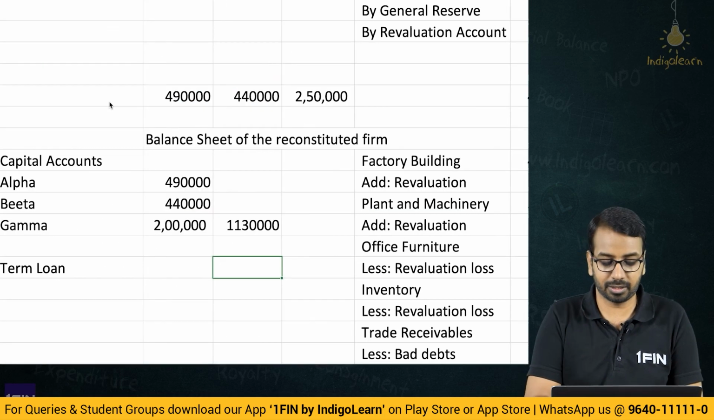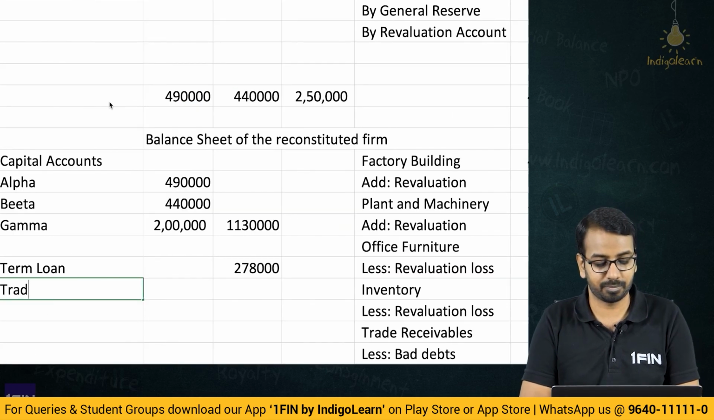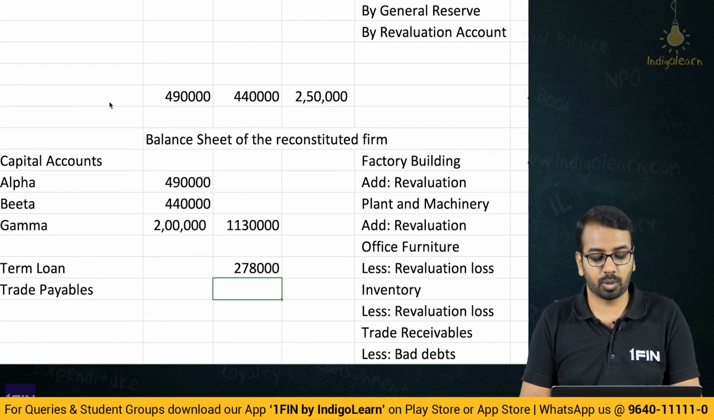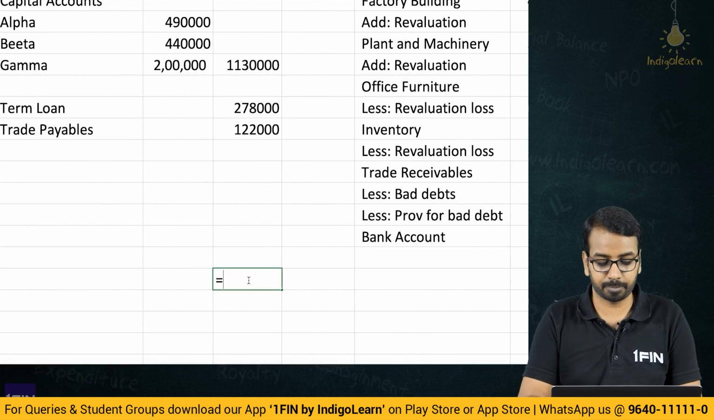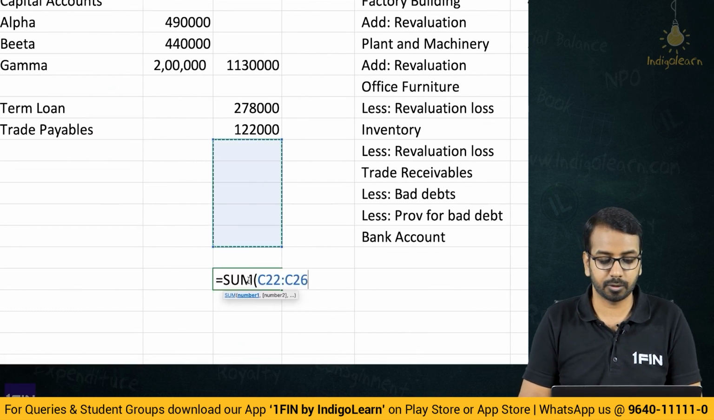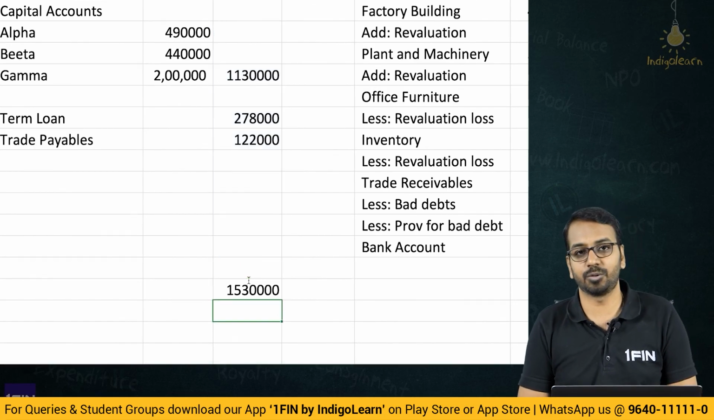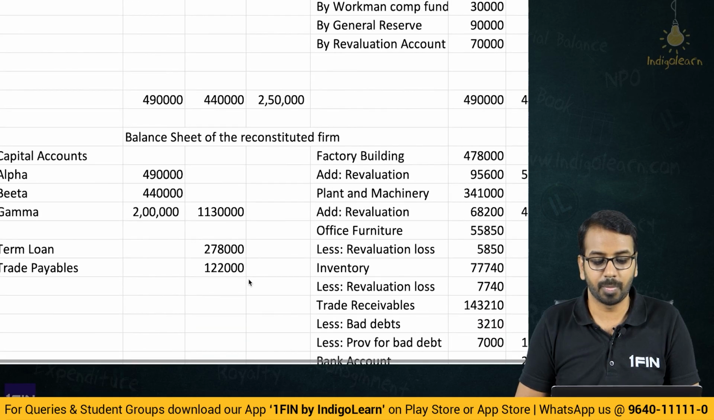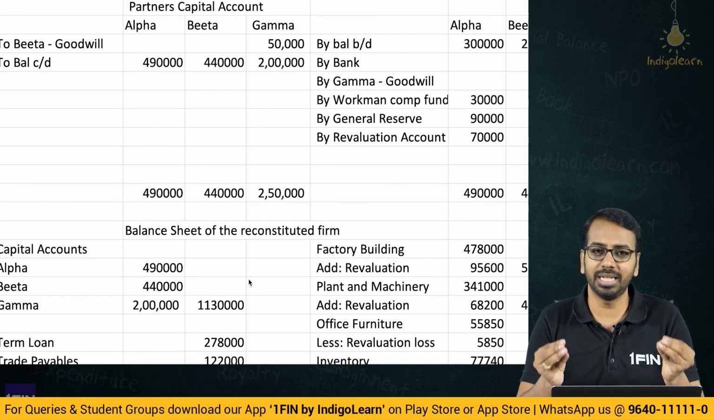is 278,000, and we have trade payables. How much is trade payable? Trade payable is 1,22,000, right? So if you sum this up, you get 15,30,000. Again, a very simple and a straightforward question. Just that there was this workman compensation fund, which is also a very simple adjustment.